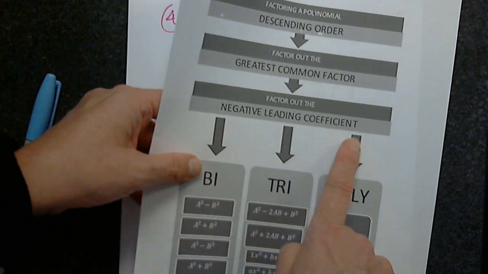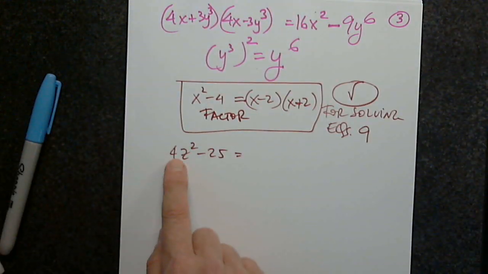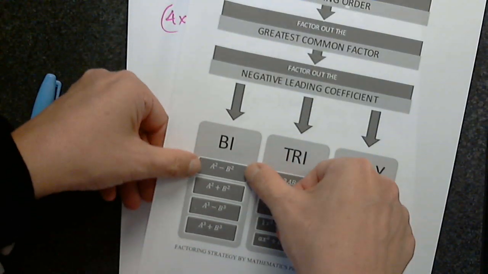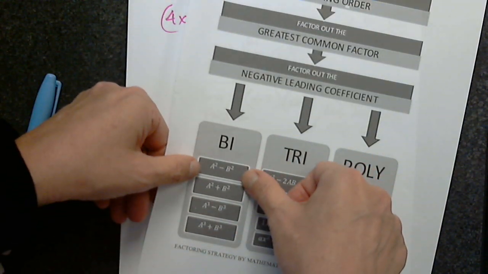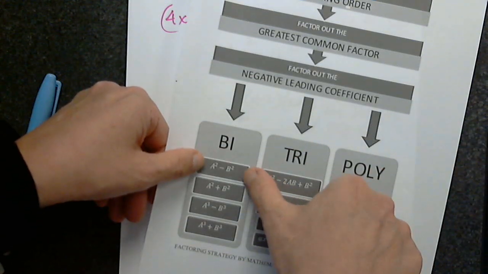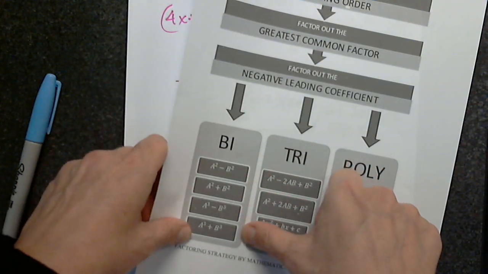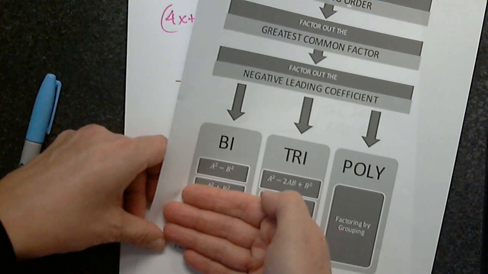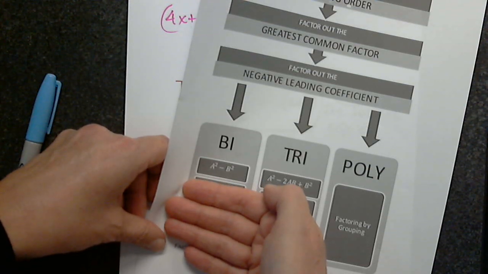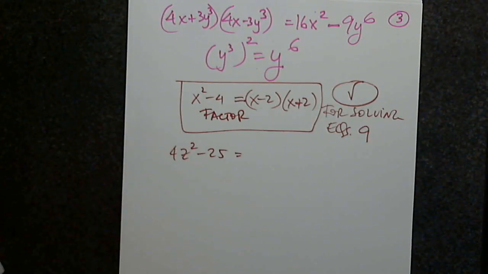Is the leading coefficient negative? So I don't have to do anything other than now establish which special product, if any, it's not mandatory, is applicable here. Well, we only talked about the first one, so it must be the first one. So it is the difference of squares.